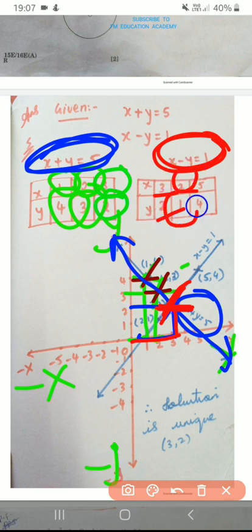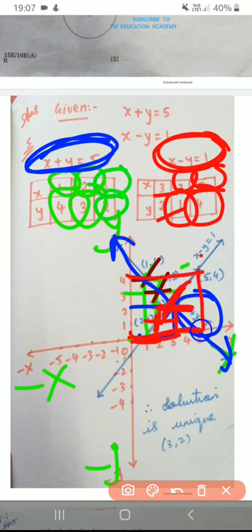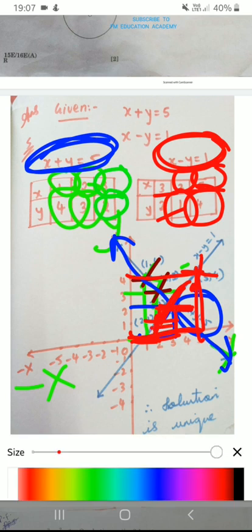When x is 2, y is 1, means this is my point, 2, 1. Next, when x is 5, y is 4, means this is my point, x is 5, y is 4. So here, 5, 4. Now these 3 are my points, right? This point, and this point.